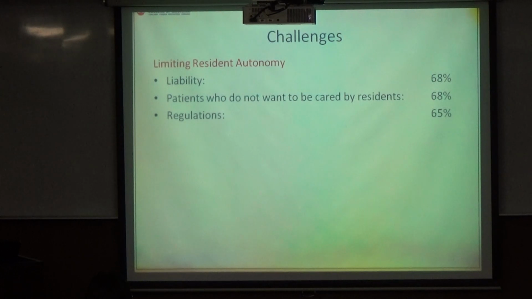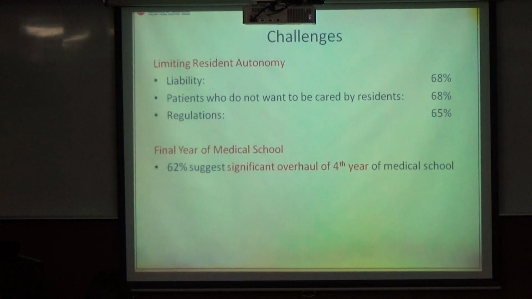And then there were more regulations because the accrediting body was saying, we have to do this and that, and there were increasing numbers of regulations. What was surprising was that 62%... The survey was administered to program directors. Each residency program has a single program director whose name is associated with the accrediting agency, and we made sure that person was the one responding to the survey. This is a busy person, but 62% of them said they need a significant overhaul of the 4th year of medical school.